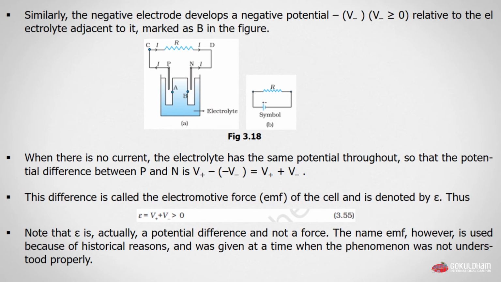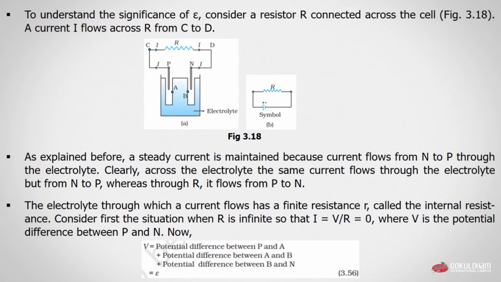Note that epsilon is actually a potential difference and not a force. The name EMF, however, is used for historical reasons and was given at a time when the phenomenon was not understood properly. It is just a potential difference and not a force. To understand the significance of this epsilon, consider a resistor R that is connected across the cell shown in figure 3.18.